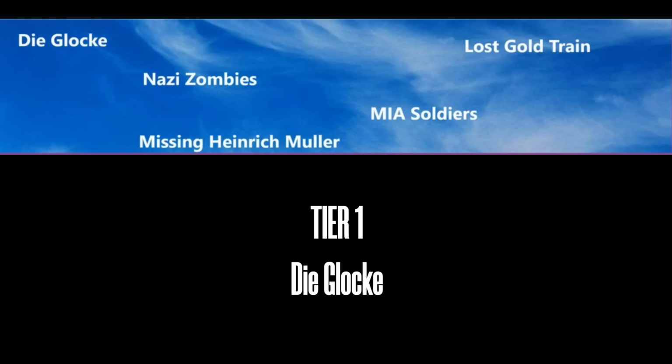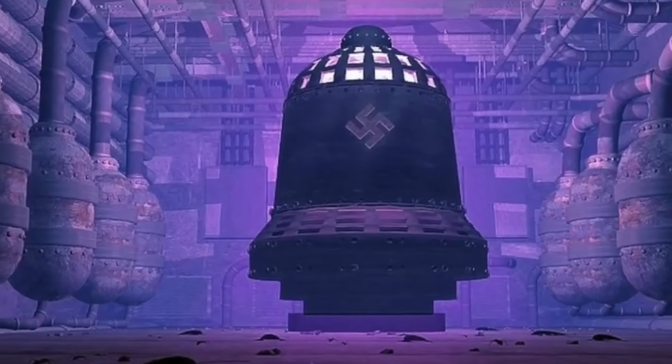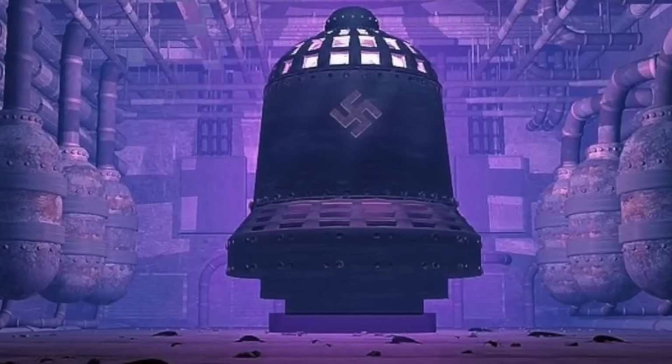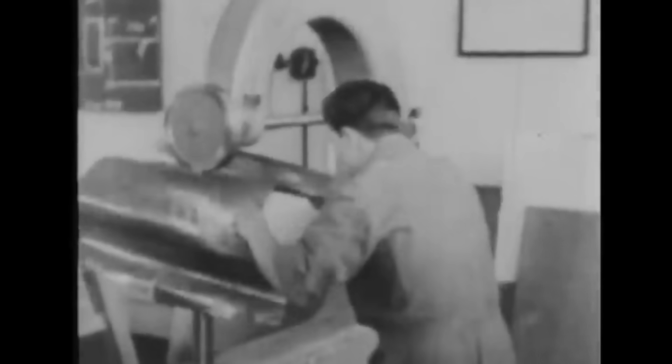Tier 1. Die Glocke, which means the bell in German, is the name given to a mysterious and highly speculative project rumored to have been developed by Germany during World War II. The existence of Die Glocke is based on various conspiracy theories and speculative accounts, and there is limited concrete evidence to even support its existence.